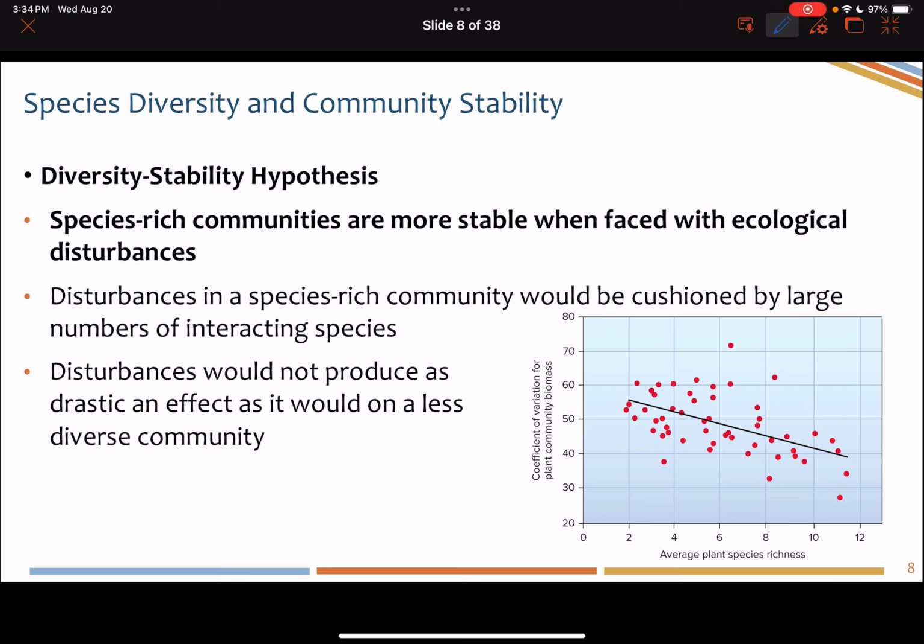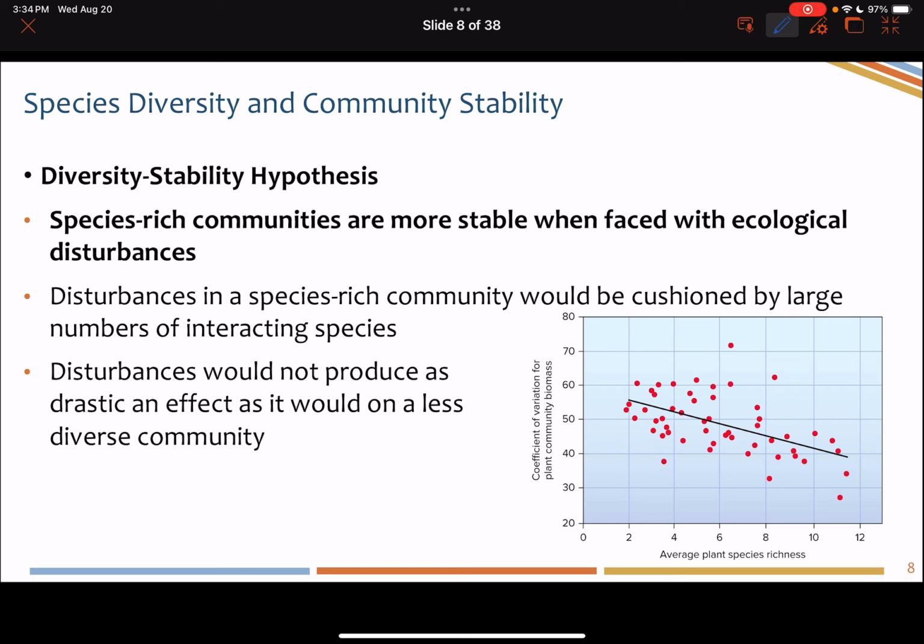But the diversity stability hypothesis says that the higher your species richness and diversity, the more resilient that community is going to be. The more likely it is to bounce back quickly from a disturbance. That's not to say that there would never be a massive disturbance, but what it is telling us is that when we have a moderate disturbance, it is not a big deal if we have high species diversity. The number of individuals and the number of types of individuals in a particular area are going to be able to bounce back quickly.